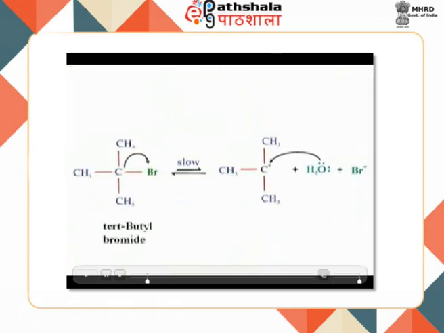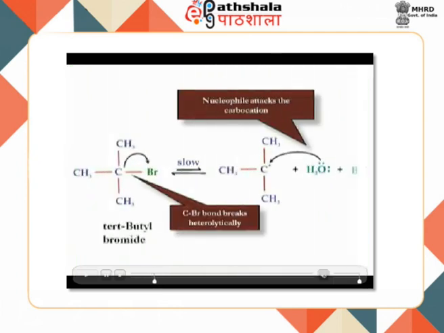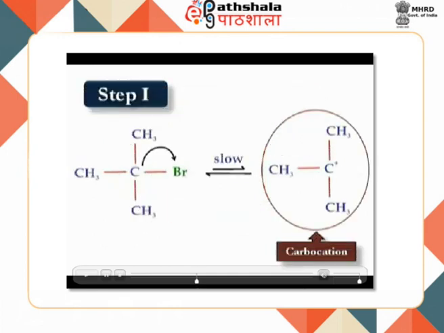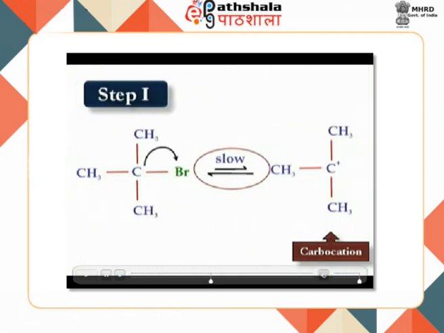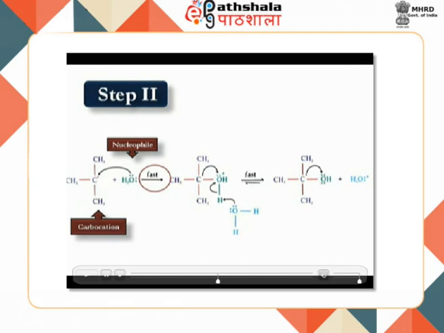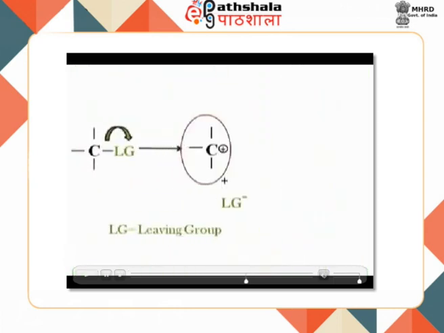The reaction of tertiary butyl bromide with the water molecule under acidic conditions is a type of substitution nucleophilic unimolecular, that is SN1 reaction. SN1 reaction proceeds in two steps. Step 1 is formation of a carbocation. It is a slow step. Step 2 is capture of carbocation by a nucleophile. It is a fast step. The more stable the carbocation.